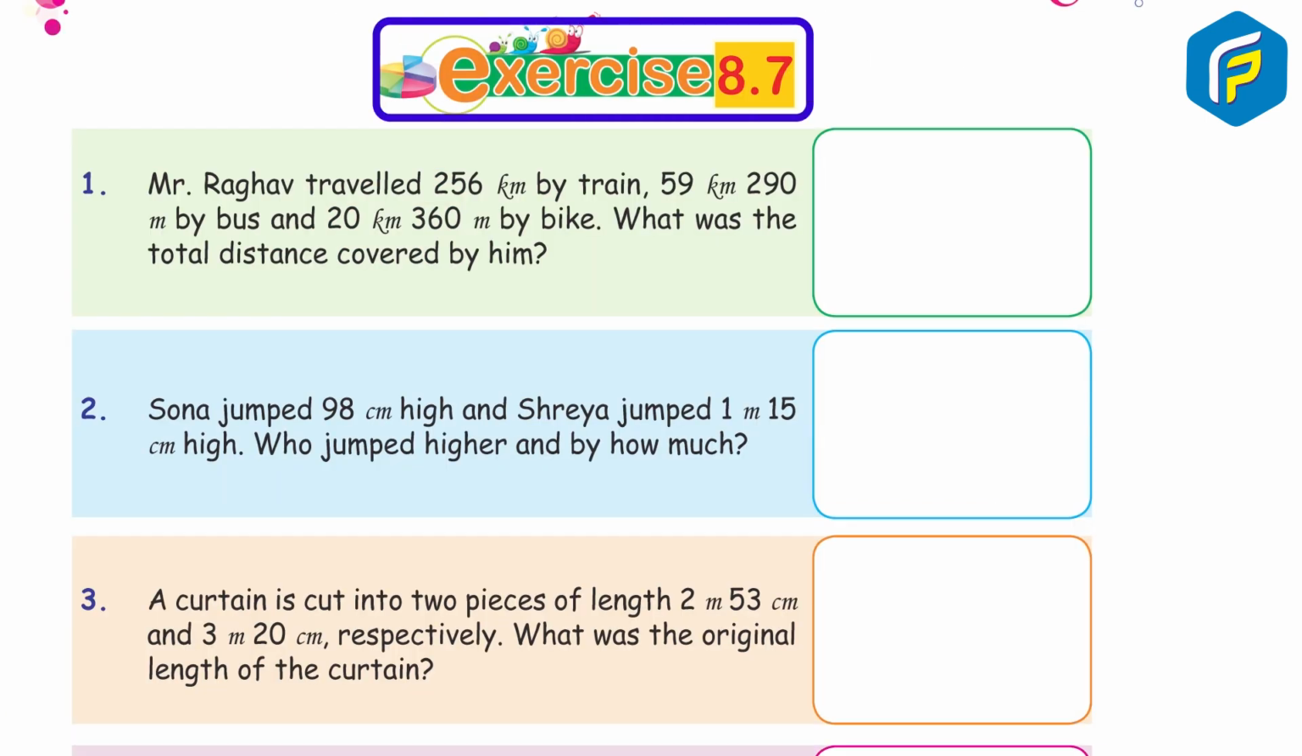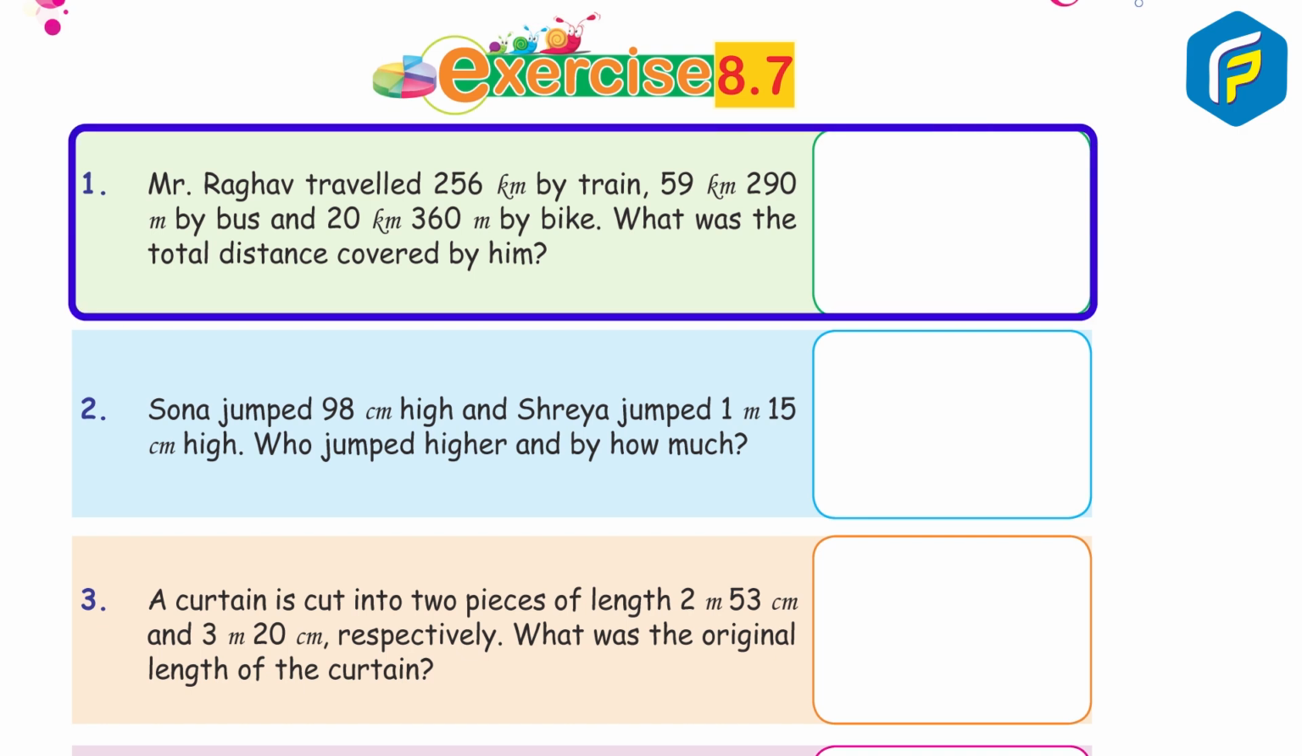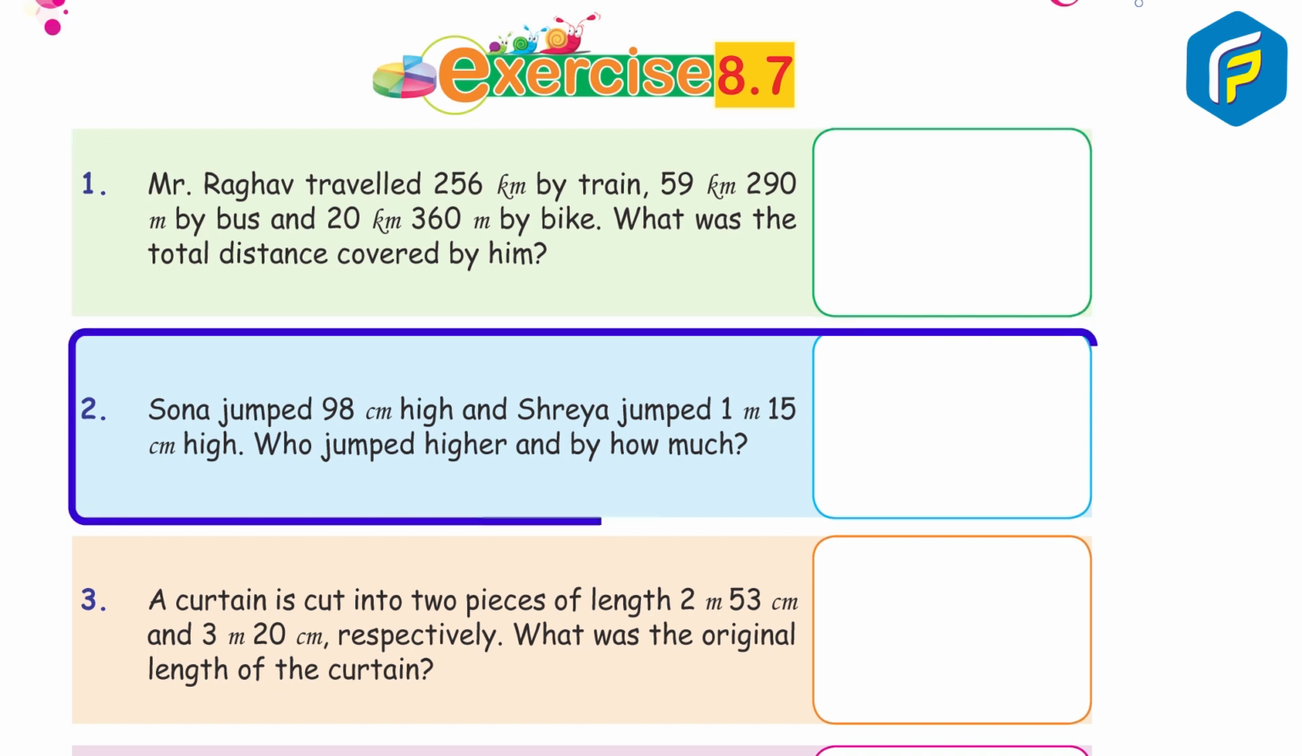Exercise 8.7. Question 1. Mr. Raghav traveled 256 kilometer by train, 59 kilometer 290 meter by bus and 20 kilometer 360 meter by bike. What was the total distance covered by him? 365 kilometer 65 meter. Question 2. Sona jumped 98 centimeter high and Shreya jumped 1 meter 15 centimeter high. Who jumped higher and by how much? Answer: Shreya by 17 centimeter.